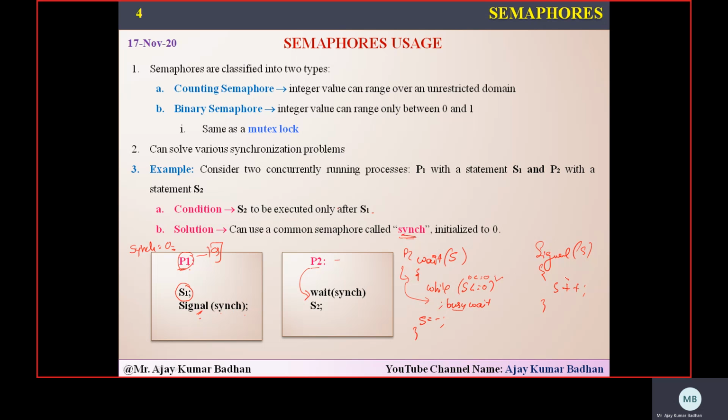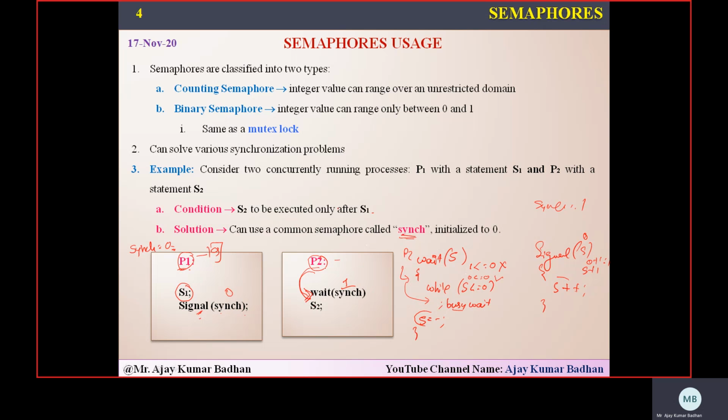What is the statement we have in signal? S, so sync we are giving. What is the value of sync we have? 0. So S plus plus is nothing but S plus 1, so 0 plus 1 is equal to 1. Now the sync value becomes 1. Now when process P2 executes the wait operation after some time, the value of sync is 1. Again check the condition: 1 less than or equal to 0, condition fails.